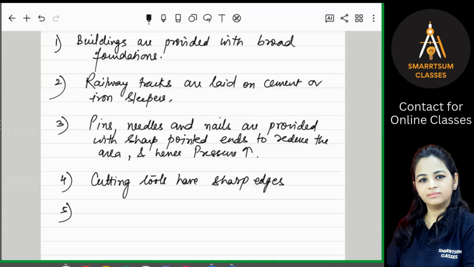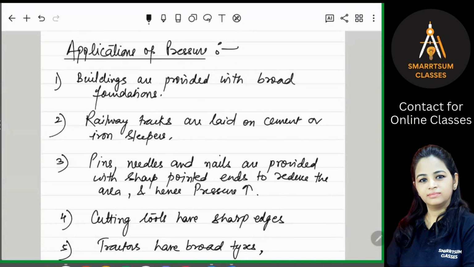Okay. Then tractors. Have you seen the tractors? Tractors have broad tires, wheels. Yes or no? So to create less pressure on the ground, so that tires do not sink into the comparatively soft ground in the fields. In the agriculture fields, the ground is soft, right? So that can create less pressure. Is that clear? The tractors have broad tires, right? So these are certain applications of pressure where it is increased or decreased as per the demand. Is that clear?